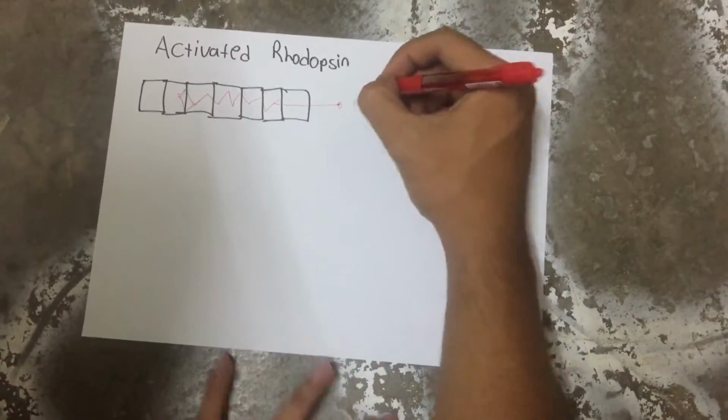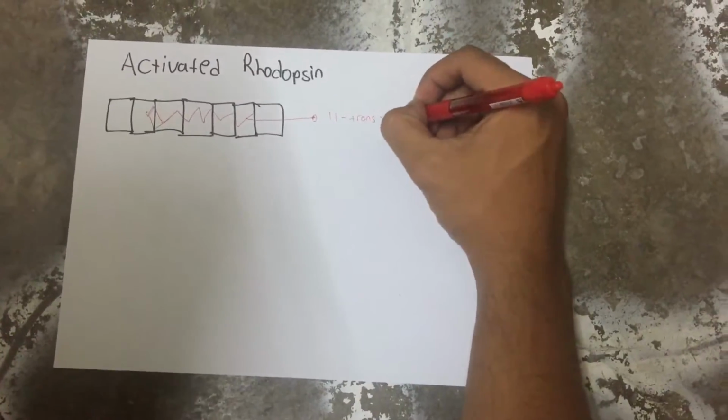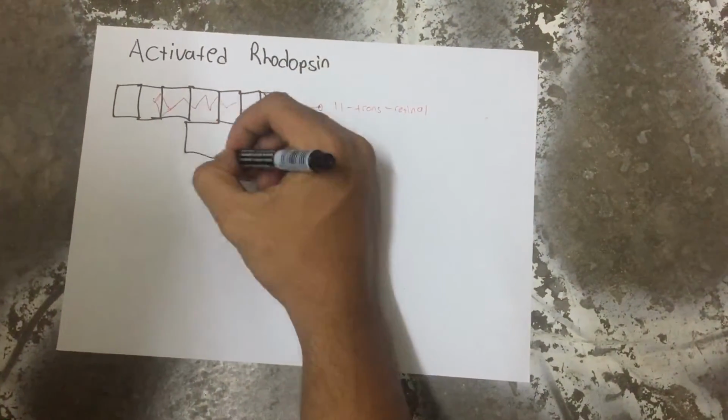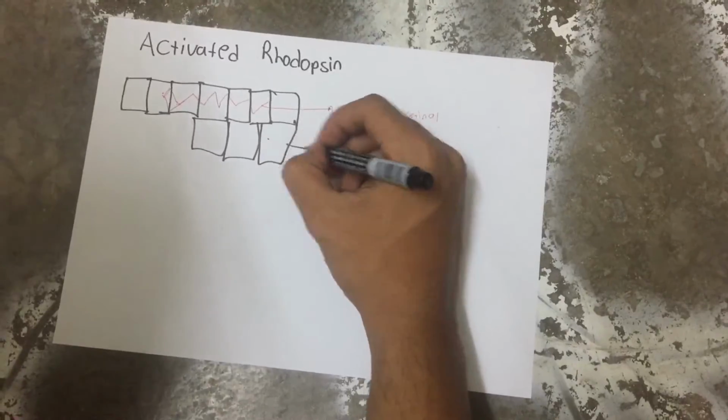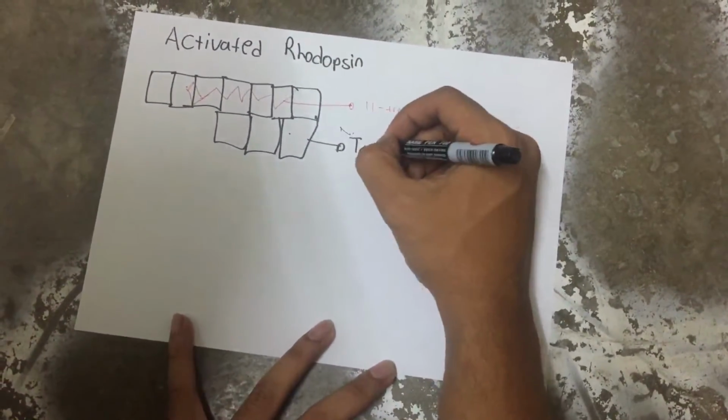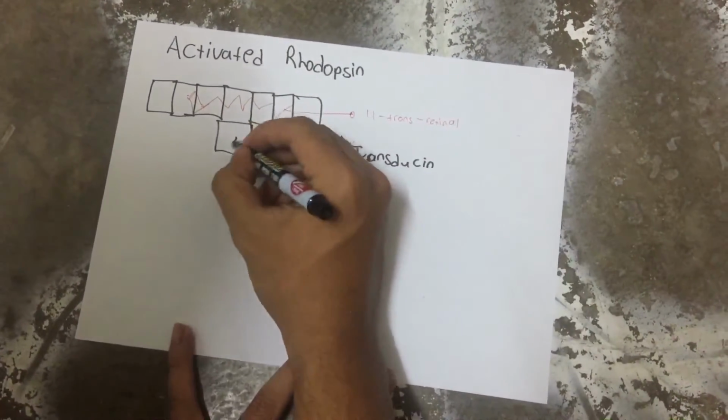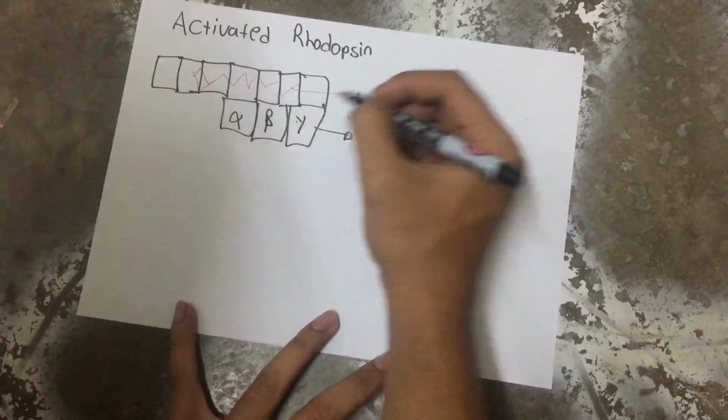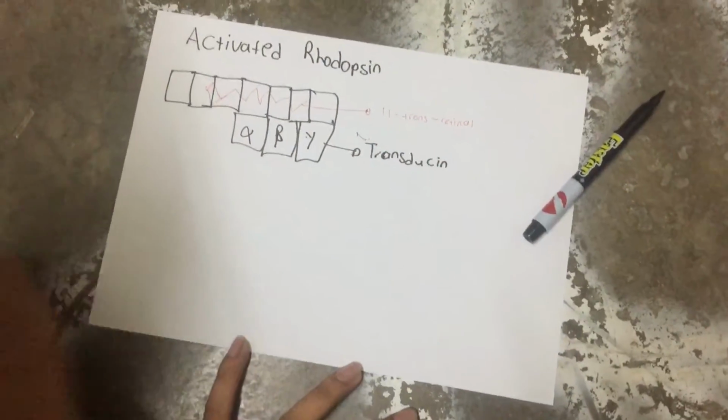This is an example of activated rhodopsin. It has 11-trans retinal. Below it is transducin. Transducin has 3 subunits, that is alpha, beta, and gamma.